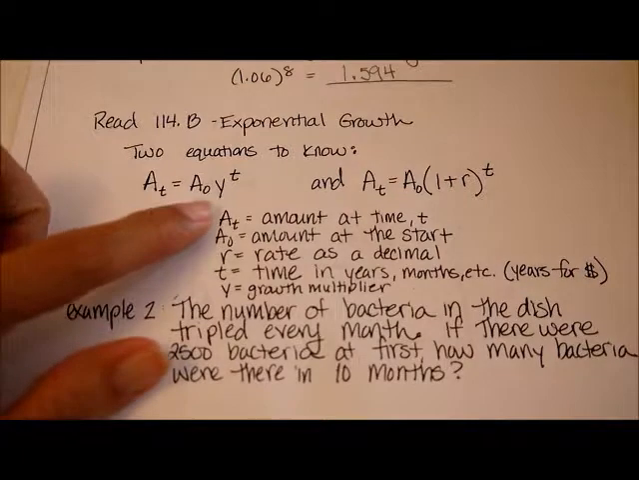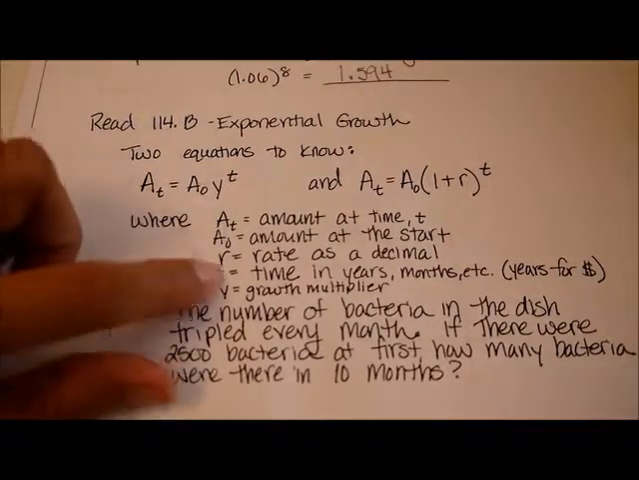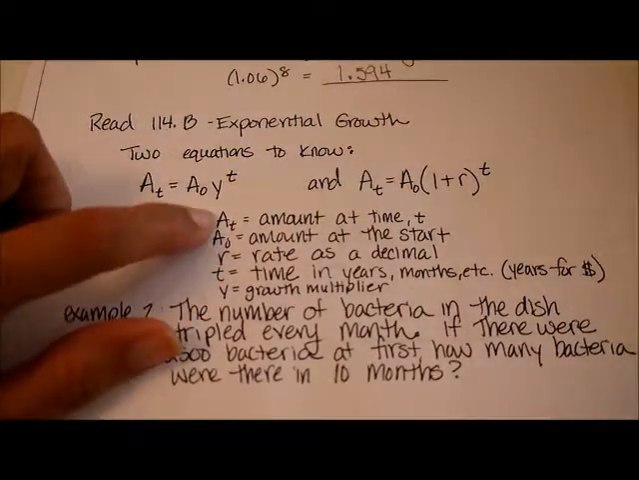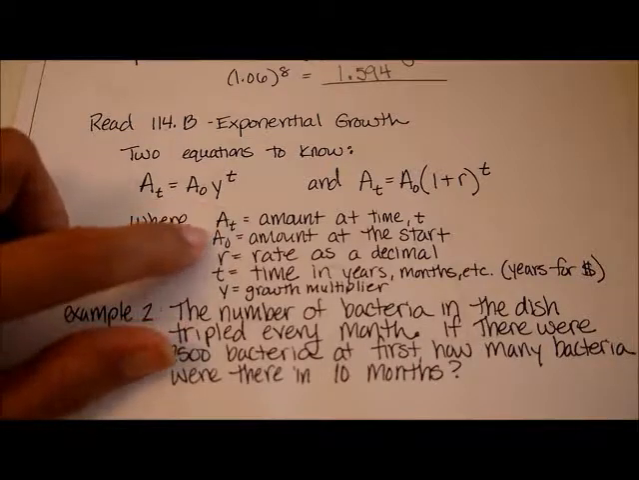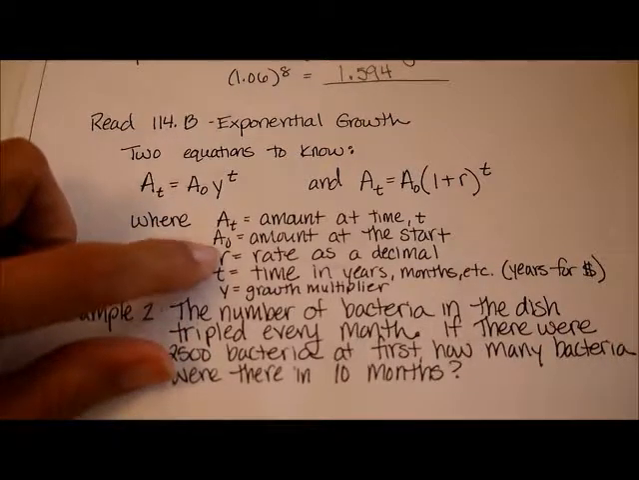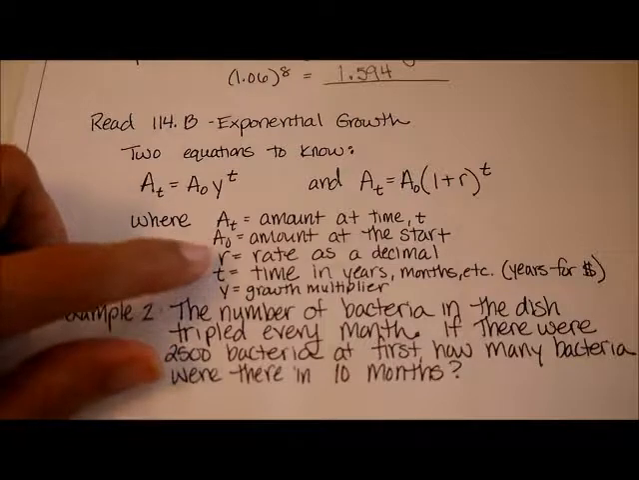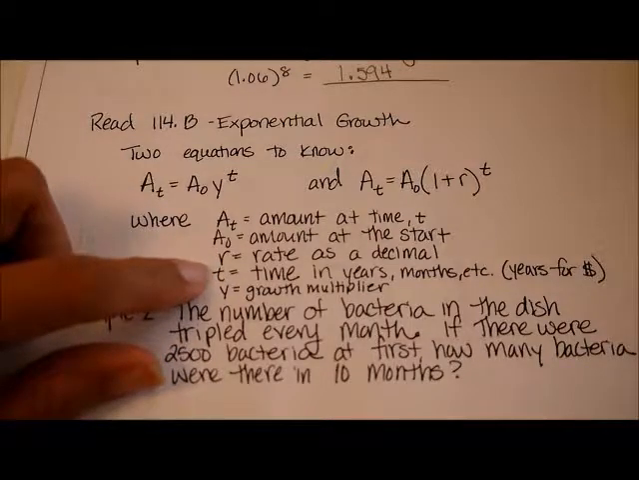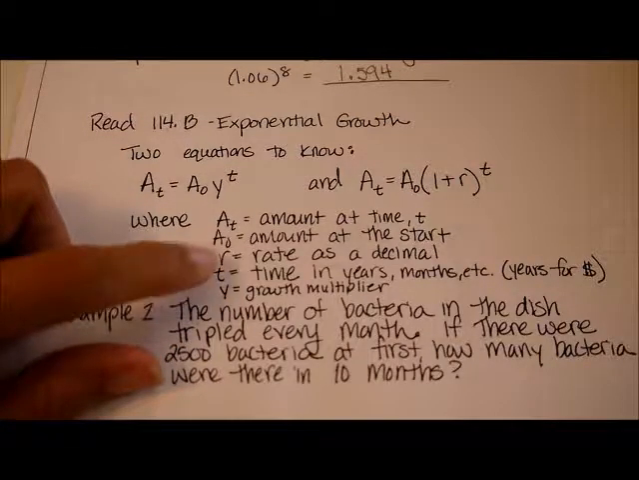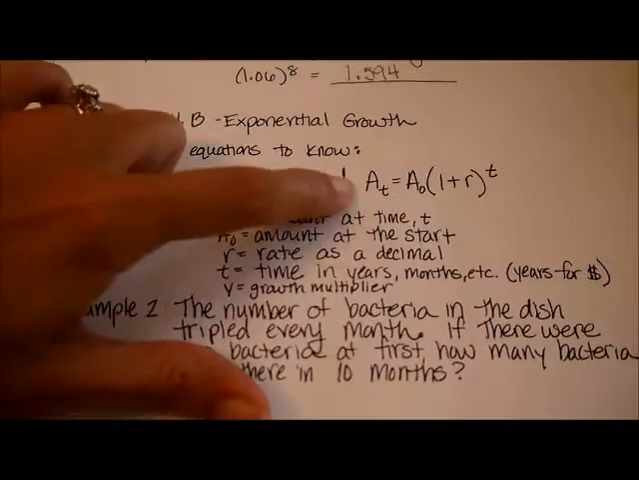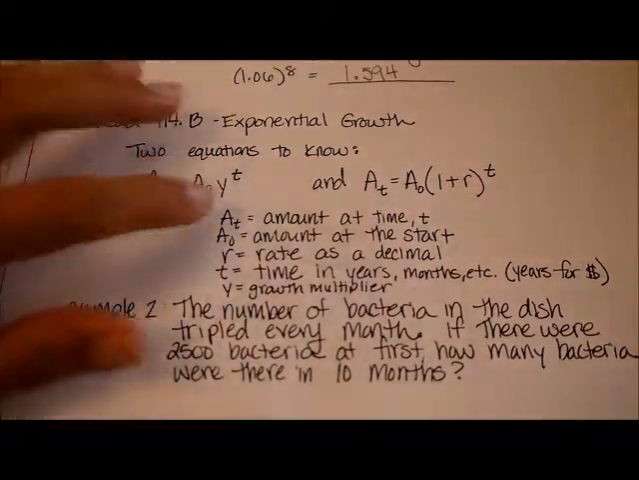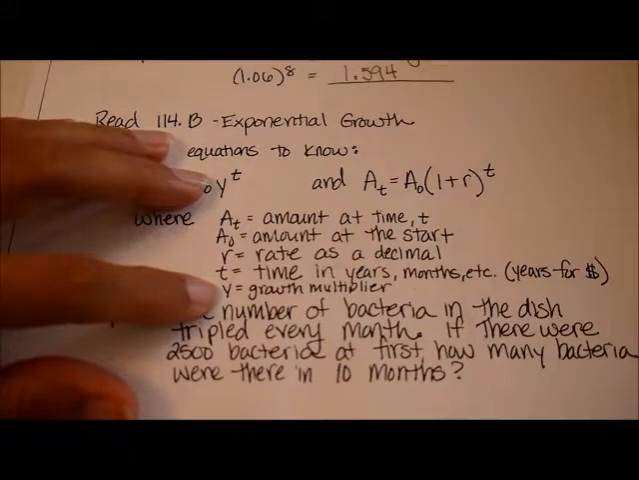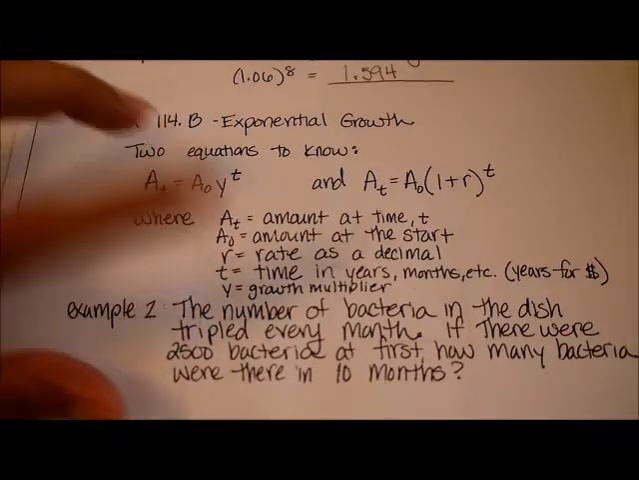Okay, and these just are definitions of what all those mean. This is like your ending amount, or this is your starting amount. This is the rate, and you have to change a percent to a decimal. This is the time in years, months, etc. But usually if we're dealing with finances, t is in years, y is a growth multiplier, and that's usually given to you. Okay.